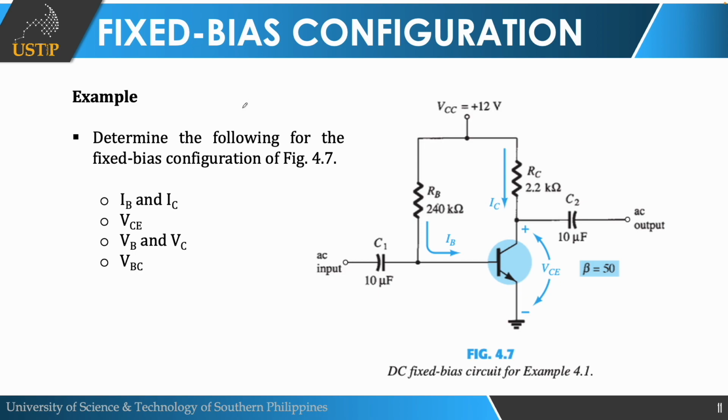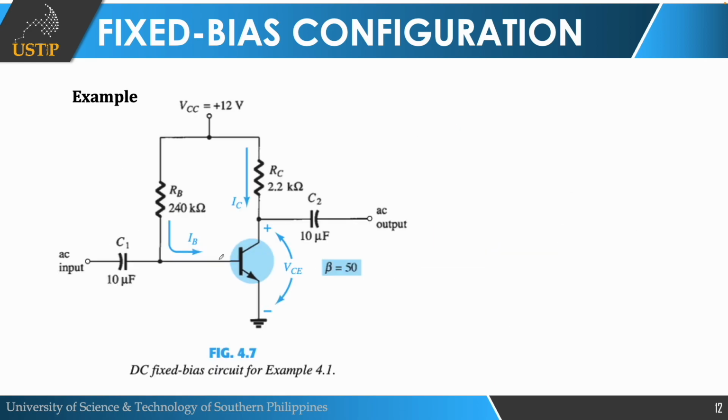This is an example of fixed bias configuration. We need to determine the following for figure 4.7: IB and IC, VCE, VB and VC, and VBC. We are given the values for VCC, RB, RC, and the beta value. These are very useful to get the values of IB, IC, and VCE, and from here, we can get the other unknown values.